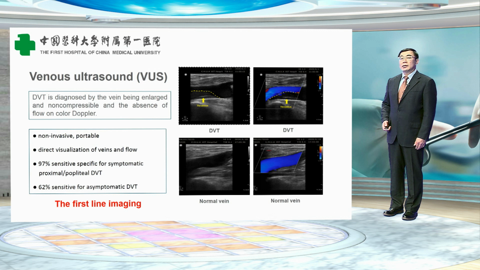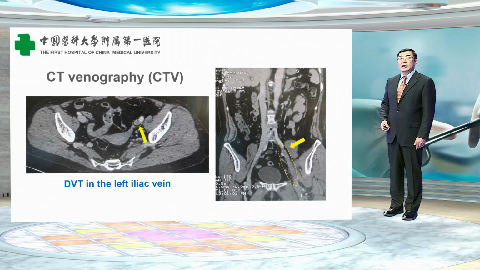Ultrasound has 97% sensitivity and specificity for symptomatic proximal or popliteal DVT and has a 62% sensitivity rate for asymptomatic DVT. CT venography is very useful for detecting DVT in the pelvic cavity. You can see the CTV shows DVT in the left iliac vein.